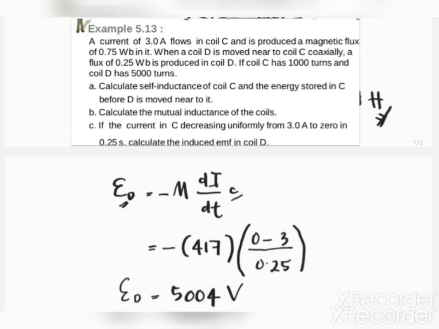From the formula, EMF D equals negative M times the rate of change of current. Since we are calculating in D, the change of current should be in C. The rate of change of current is already given, where the final current is 0 and the initial current is 3 ampere, and the time taken is 0.25 second. The mutual inductance was already calculated in part B, which is 417. Therefore, the induced EMF for coil D is 5004 volt.